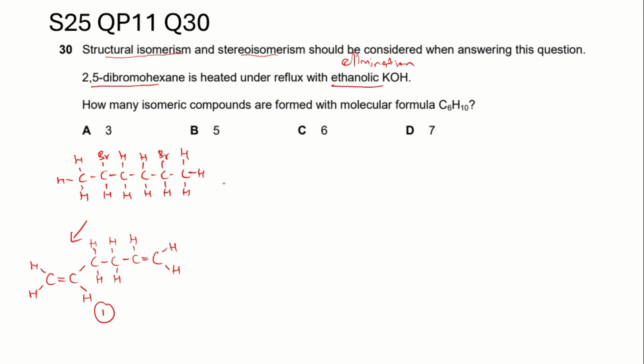Let's look at what could be the second product. For the second product, I will remove the bromine and still the hydrogen on the carbon on the left. But for the second bromine, I want to remove the hydrogen on the carbon on the right this time. This time, I do it differently so that I get a different product. Right, now let's look at our second product here.